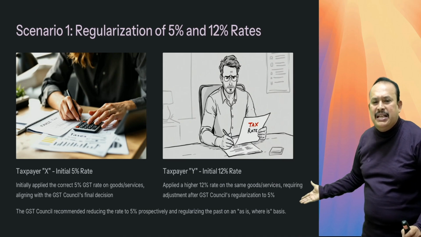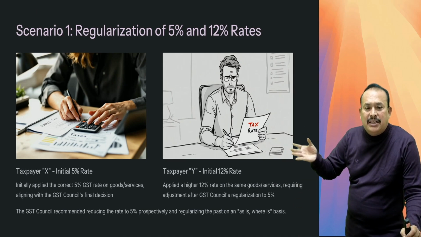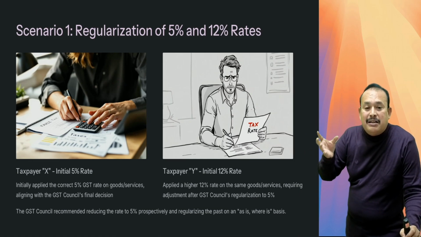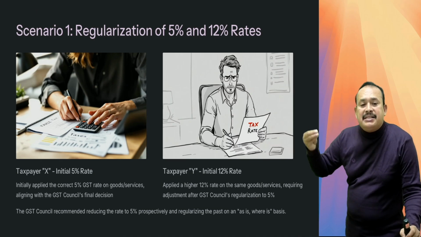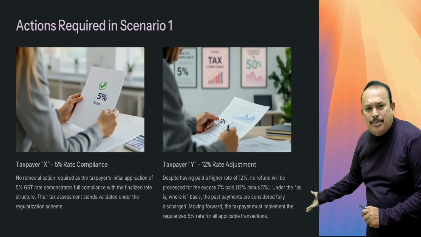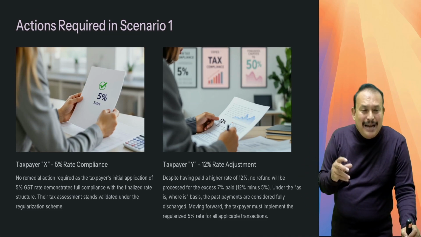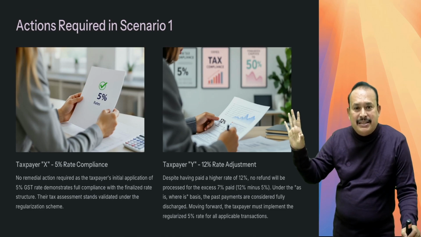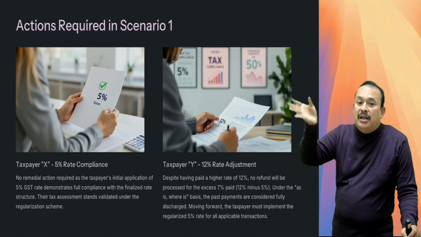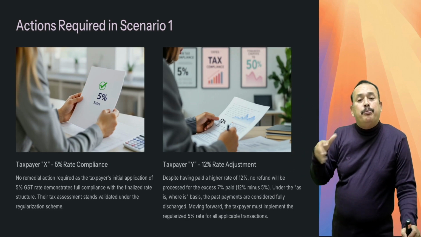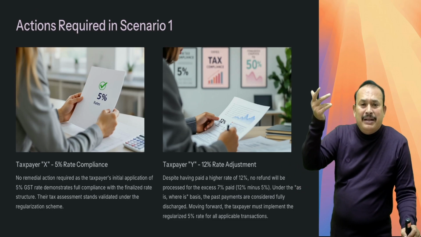Therefore, upon the recommendation of the GST Council, the rate is reduced to 5% prospectively and the past is regularized on an "as is, where is" basis. What do you mean by this? Simple example: Mr. X, the taxpayer who paid the tax at 5%, has fully discharged the GST. Even before the clarification, he paid 5%. Full amount of GST paid. Taxpayer Y, prior to the date of clarification, paid 12% GST. It will be considered the full amount of GST paid.